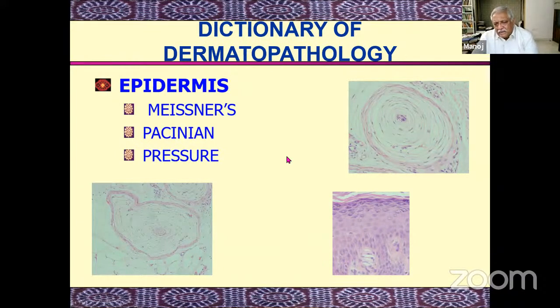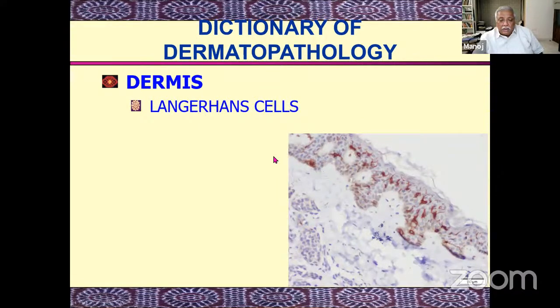And there are many other cells in the epidermis, apart from the epidermal cells. And these are specialized nerve endings. You have the Meissner's capsules, Pacinian corpuscle, pressure receptors, and so on and so forth. Different structures for different purposes. Some of them feel temperature, some of them feel mechanical change, and so on. An important cell in the epidermis is the Langerhans cell.